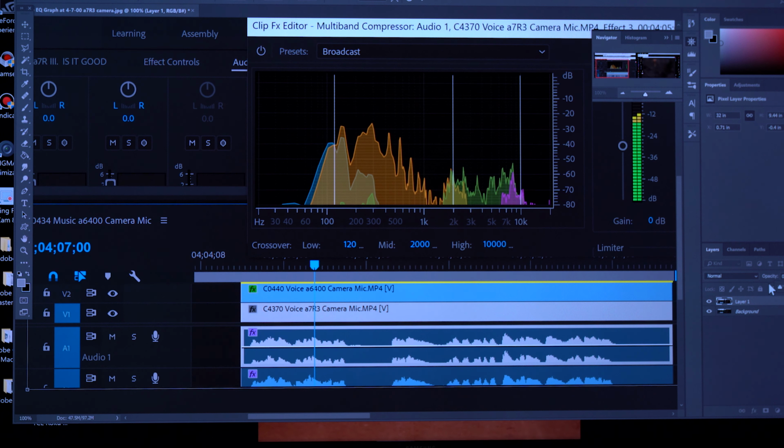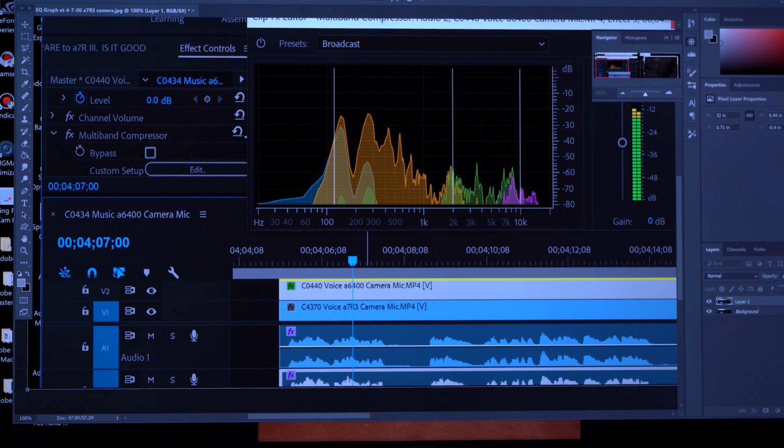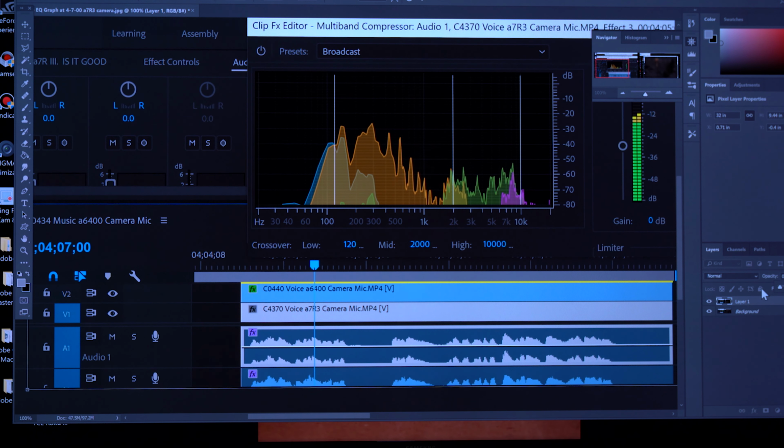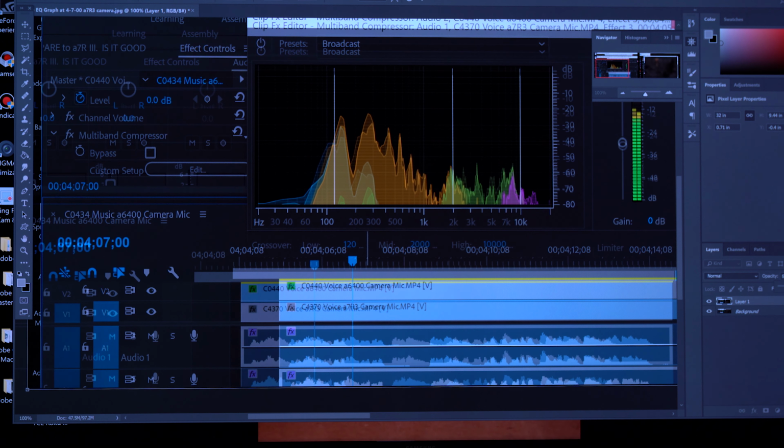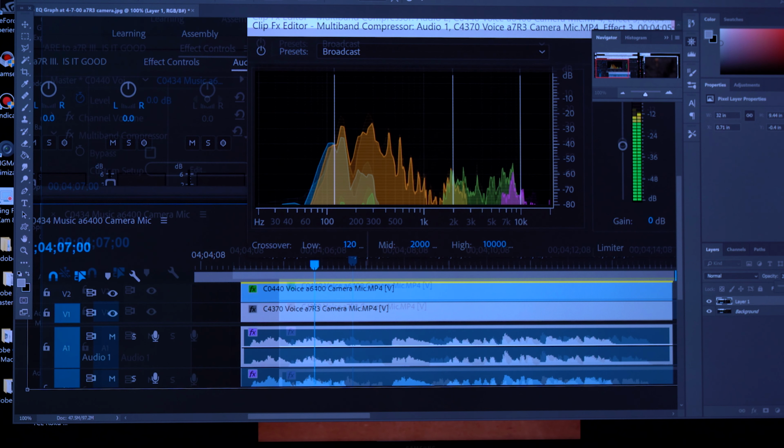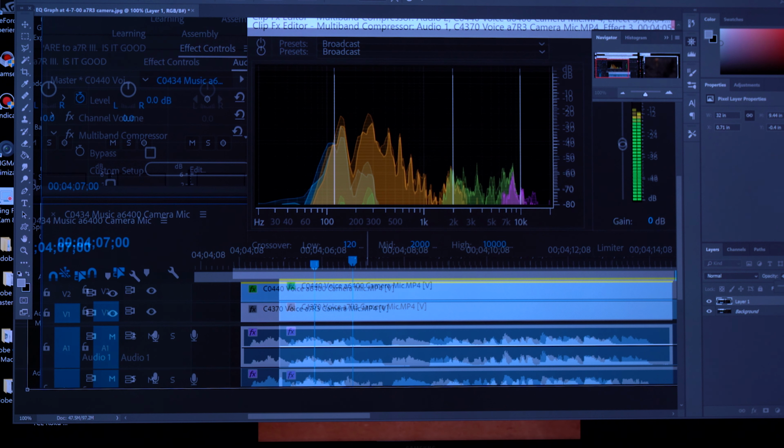So here is a7R3 graph, and here is a6400 graph. It seems like the 6400 is a little bit fatter. As you can see here, there is a little bit more lows, and the mids are a little more gain. But again, I wouldn't say this is huge difference. To me, this is pretty similar results.